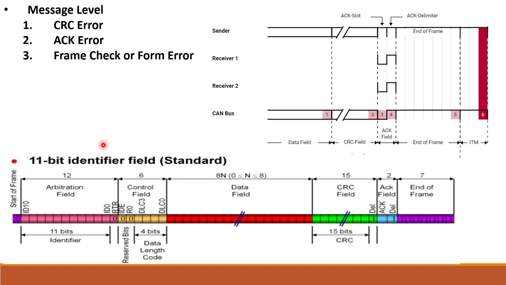How does it send? It calculates the CRC for the arbitration field, control field, and data field, puts it into the CRC place, and sends it bit by bit to both receivers. What will the receivers do? They recalculate the CRC using the arbitration field, control field, and data field, in the same way the sender calculated it. Then they compare the calculated CRC with the received CRC. If both match, the receiver accepts the message; otherwise it triggers the CRC error. This way the CRC error is implemented in the CAN protocol.